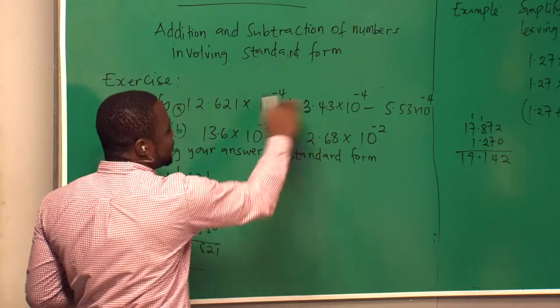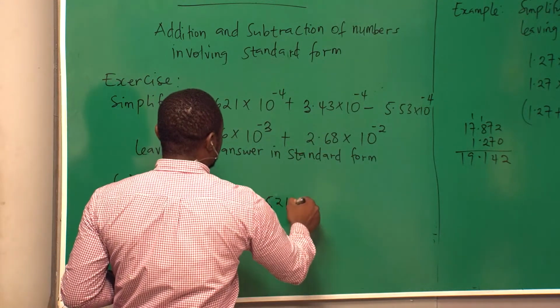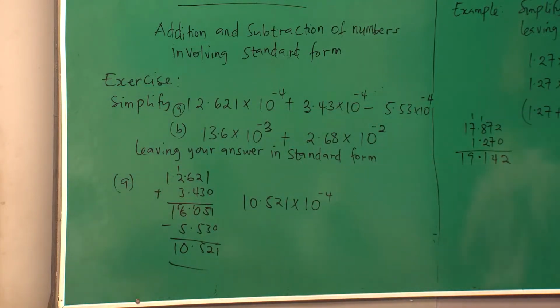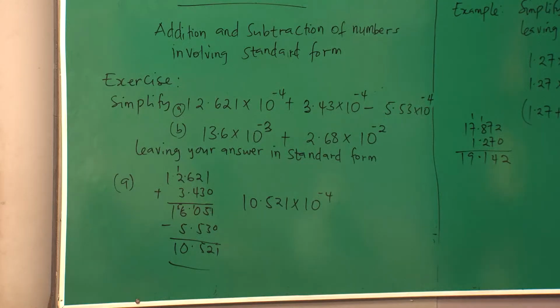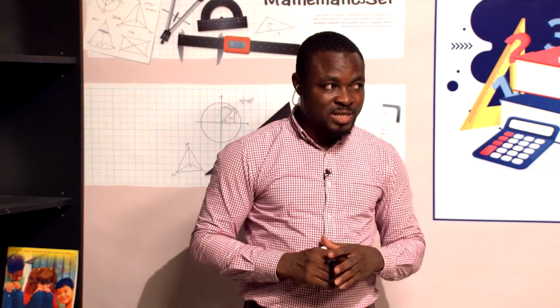10.521. So if we perform the operation in the first case, we end up with 10.521 times 10 exponent negative 4. But remember, you haven't answered the question. The question says, leaving your answer in what? Standard form. You have only added the terms. So to leave it in standard form, Samira, what do you do? So you move the point to the non-zero number. Tell me whether to the left or to the right. To the left. Okay? Watch out, do that and tell us the answer.